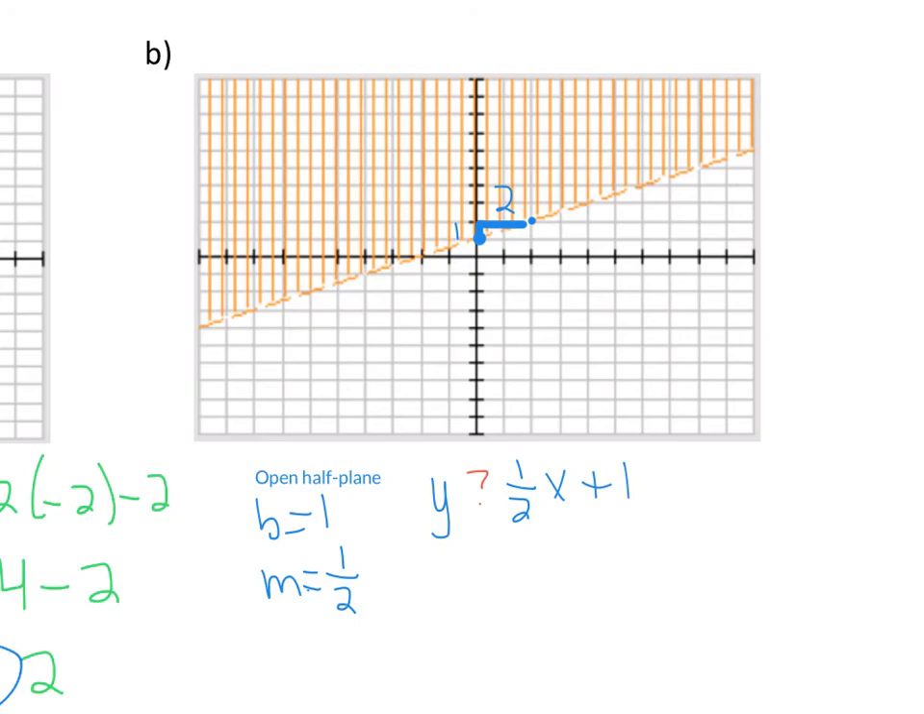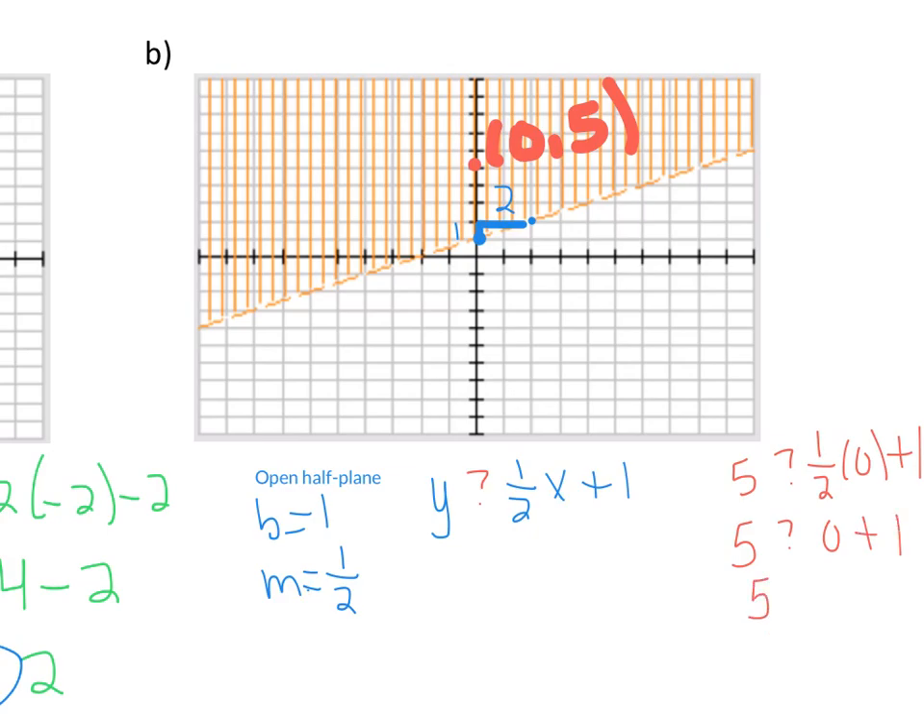For example, I like to pick a point on my x or y axes just so I have a 0 value to work with. We'll use that point right there, which is 0, 1, 2, 3, 4, 5. So we'll use 0, 5 as the test point. So 5 is the y value. 5, again, I don't know what this is yet. 1/2 times 0 plus 1. 1/2 times 0 is 0 plus 1. So 5 on the left-hand side, and on the right-hand side we have 1.